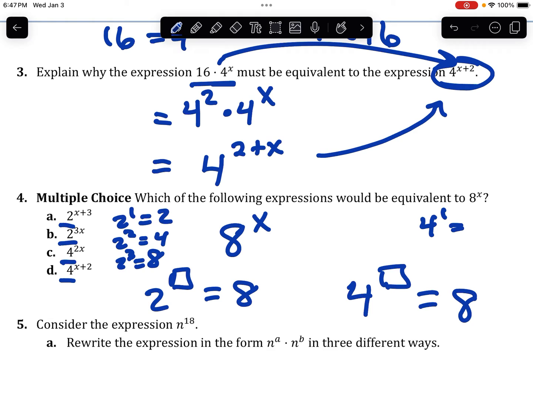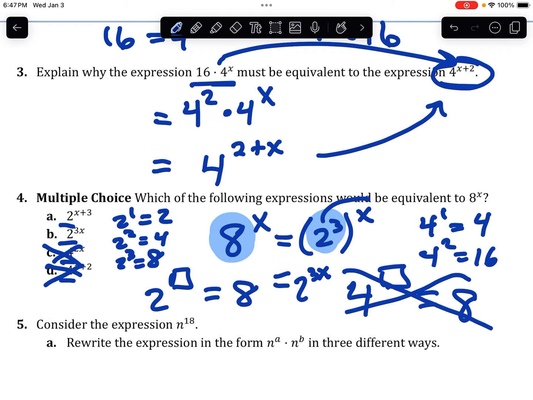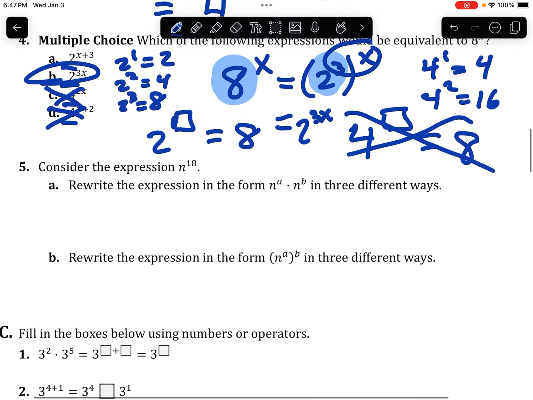If you try to use 4, 4 to the 1st is obviously 4, 4 squared is 16, we're too big. So we can't use 4, so it can't be C or D. So 2 to the 3rd is 8, so I can rewrite 8 to the x as 2 to the 3rd to the x. Because again, 2 to the 3rd is 8. So then 2 to the 3 to the x, I could rewrite using our power rule and call it 2 to the 3x. I can multiply those two exponents, and that's why it's equivalent to choice B, because that's just what we have right there, 2 to the 3x.